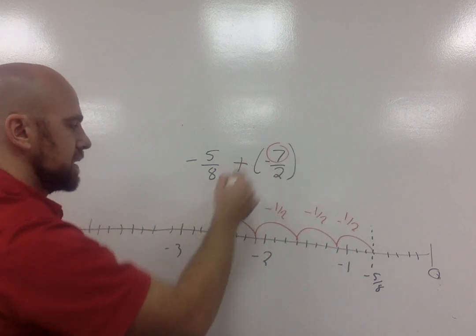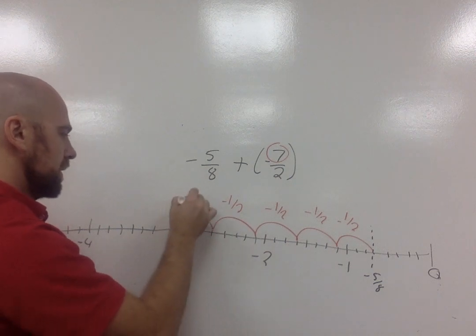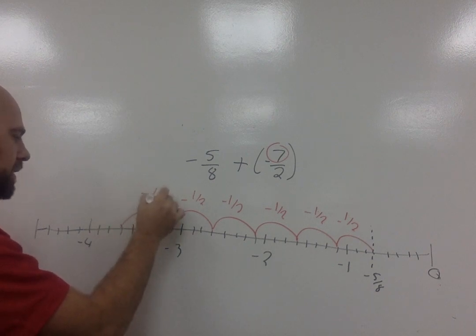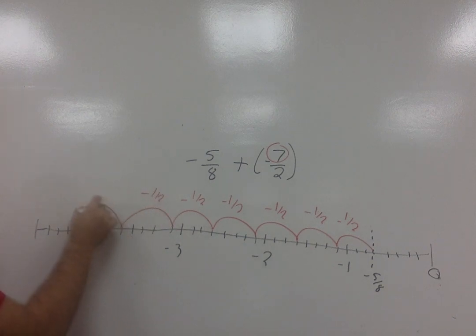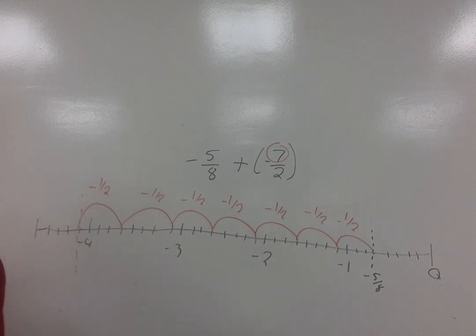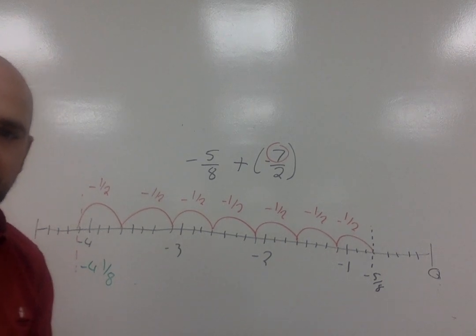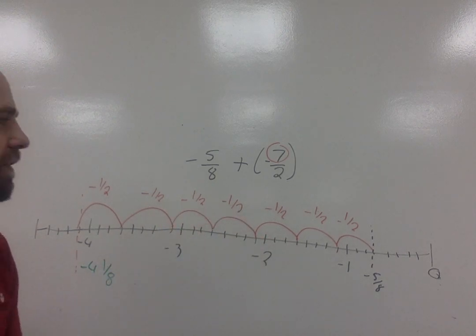I need to go 7 times. So I'm going to keep going. Negative 1 half, that's 5. Negative 1 half, 6. And negative 1 half. So where do I end up? I'm right here. Okay? So what is my answer over here? My answer is negative 4 and 1/8. Okay? That becomes my answer. Negative 4 and 1/8. As I'm making those hops of half.